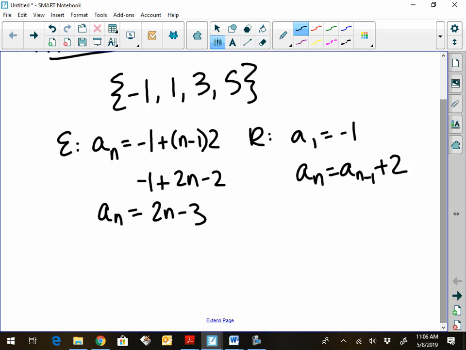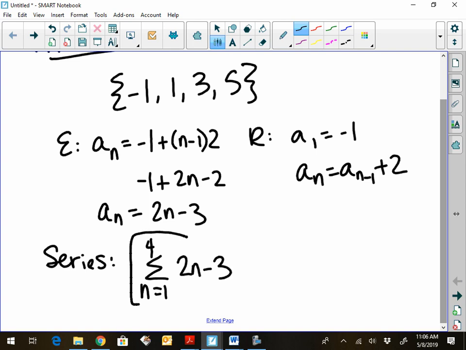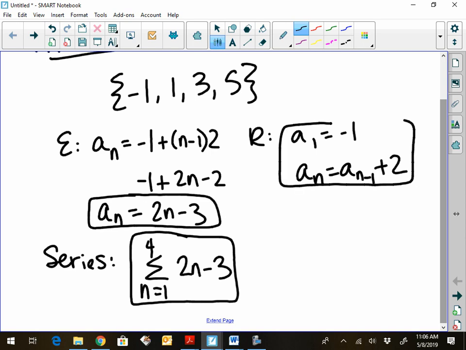Now, if we write this as a series, then we would say the sum, as n goes from 1 to 4, right? Because there are 4 terms. And we write our explicit formula there, so we get 2n minus 3. That would be our series. Our explicit we have, our recursive. So all of those things we've practiced finding, and now we want to figure out how to find the sum of any kind of series faster than just adding it.